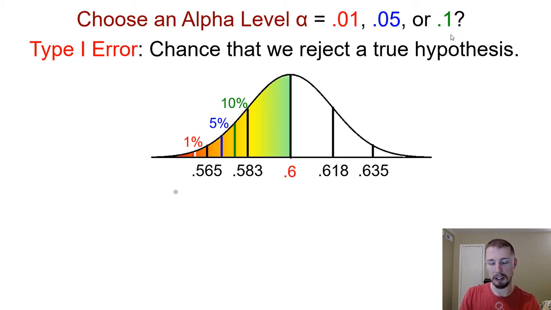Like if we're dealing with candy, it's not that important if we're right or wrong. If we have a type 1 error, it's okay. We can do a sloppy 10% in this case. All right, so we're just going to default to 5% in this case.